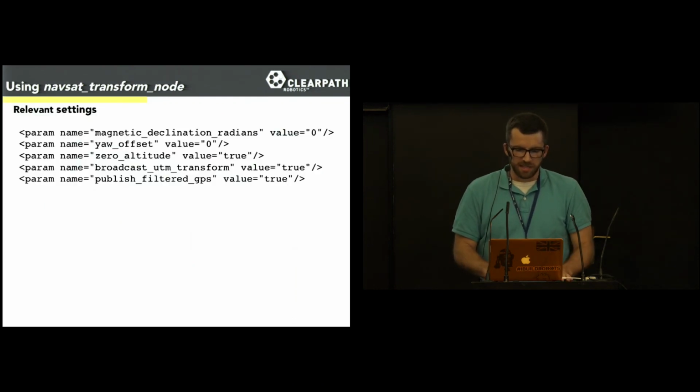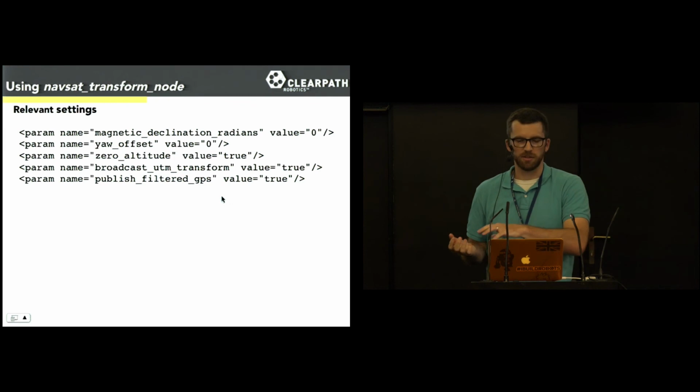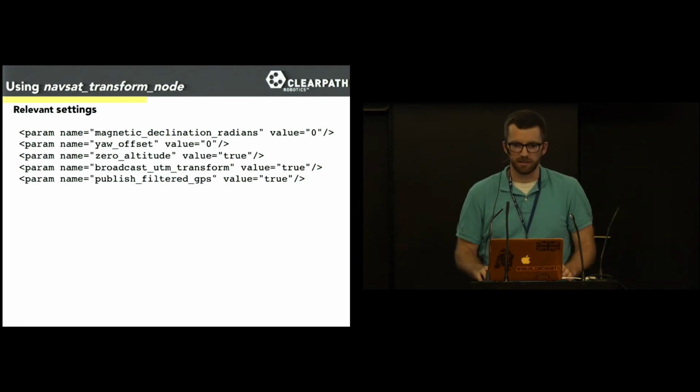Relevant settings: magnetic declination for wherever you are. It's important to set yaw offset if your IMU does not report 0 where you think it should. Zero altitude, basically the altitude coming out of there will be set to 0. That UTM transform I mentioned to you, you can use this setting, broadcast UTM transform, to broadcast it and use it elsewhere if you want. And then publish filtered GPS is useful because what it does is it goes the other way. It takes your fused data and then spits out GPS data instead. It's very useful for plotting on live maps or MapViz, for example.